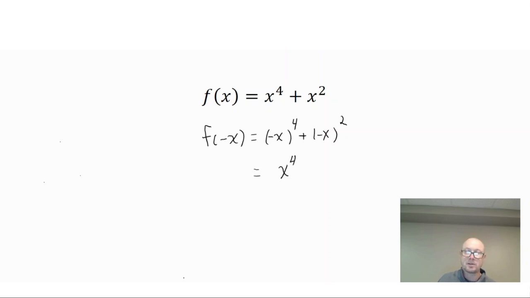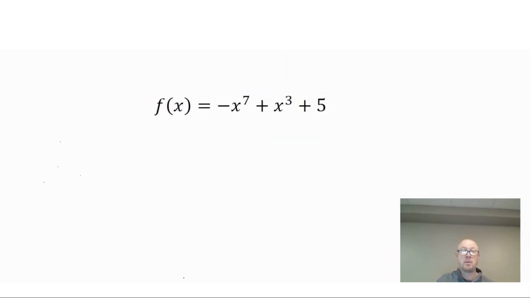If I have a negative x squared, again, because it's an even power, this would come out to be x squared. Now, if we compare the original function to the new function, it stayed the same as the original. So that means that this is an even function. So it's even and it has y-axis symmetry. All right, let's try another.